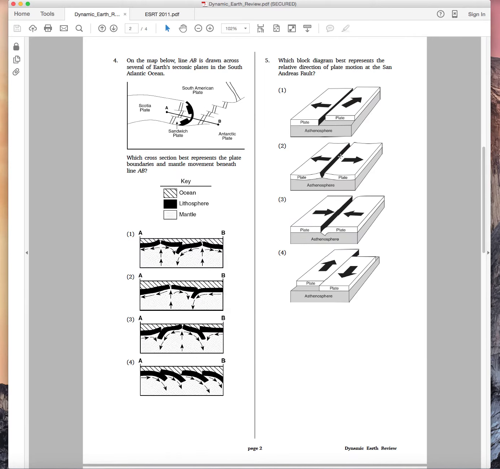Alright, going back to the question. Choice 1, they're not sliding past each other. One looks like it's diverging, and the other one looks like it's going in a different direction. Choice 2 is showing diverging. Choice 3 is showing converging. Choice 4 is showing 2 plates sliding past each other. Horizontal motion. So for number 5, the best answer is number 4.